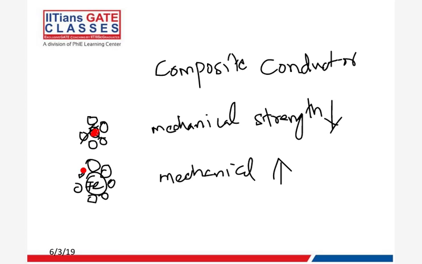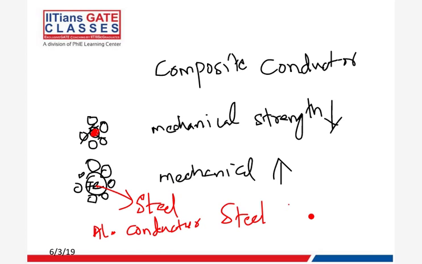So it is not always usually iron. What we also tend to use is steel. Right? Steel is a very commonly used core. So if we use aluminum conductors with a steel core, then we call it aluminum conductor, steel reinforced. Right? So this is ACSR.